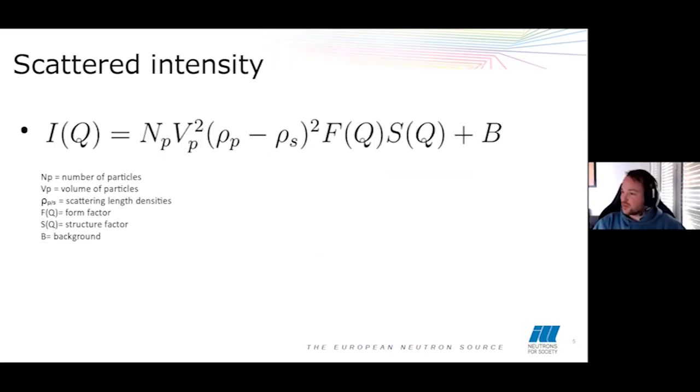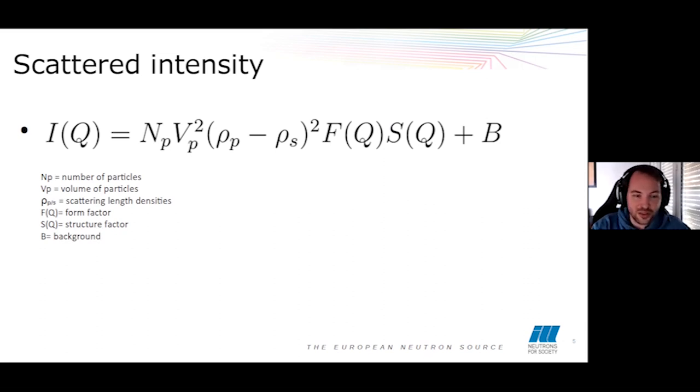And then I come back to here. The important part is the intensity of the signal, which is proportional to the number of particles and the volume they take. But most importantly, it is proportional to the scattering length density difference between the solvent and the particles we look at. The intensity is the form factor, the structure factor and the background. The background is mostly incoherent.